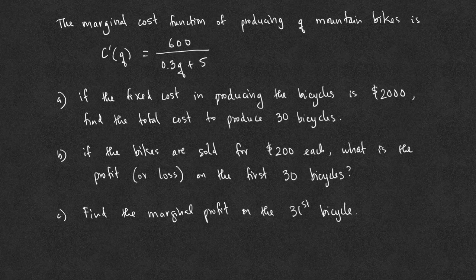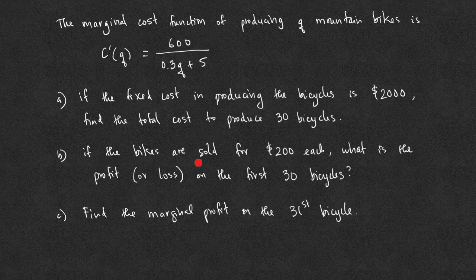The marginal cost function of producing Q mountain bikes is C prime of Q equals 600 over 0.3Q plus 5. This is C prime, where Q is an independent variable. Q is the quantity, the number of mountain bikes. If the fixed cost in producing the bicycle is $2,000, find the total cost to produce 30 bicycles.